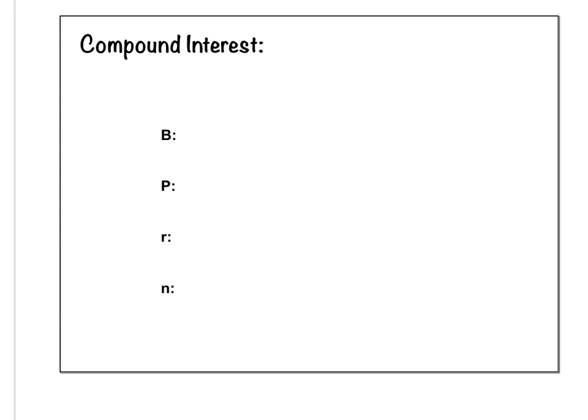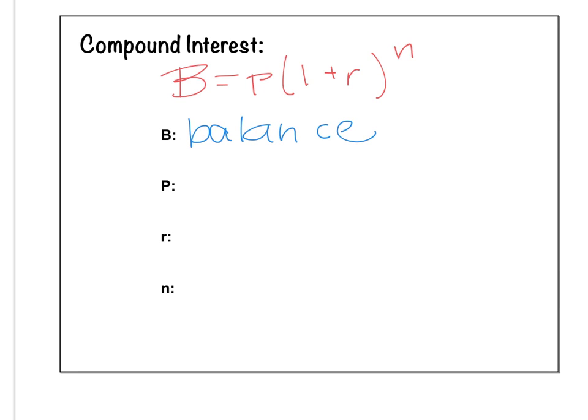That formula looks a lot different. It starts off as B equals P, in parentheses 1 plus R, all to the n power. So a really different looking formula. The capital B stands for balance, meaning in this formula, it doesn't just give you the amount you get in interest, it gives you your full balance right away. The good news is P still stands for principal, and the R still stands for rate, and we still use the decimal form.